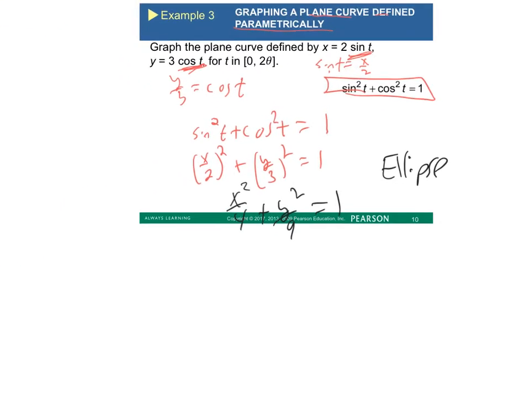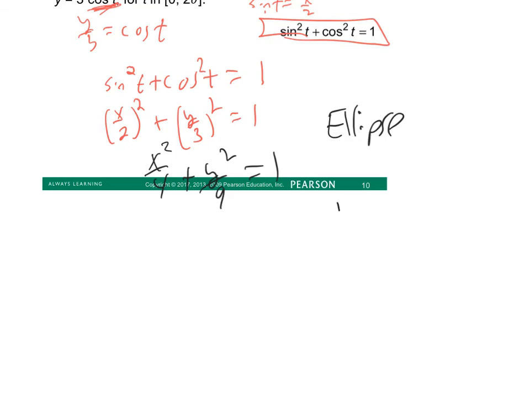And if we're supposed to graph it, here it goes. I'm not even going to plot points. Remember, on the x, it's 4, so the square root of 4 is 2. 1, 2, 1, 2. I'm centered at (0, 0) because there's nothing being added to the x or the y. The y: 1, 2, 3, 1, 2, 3, because the square root of 9 is 3.